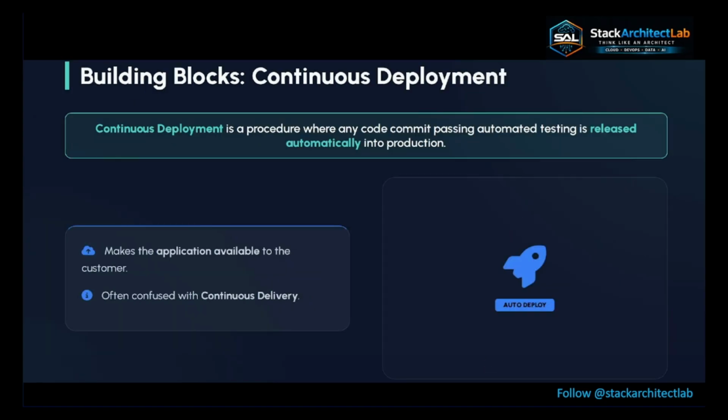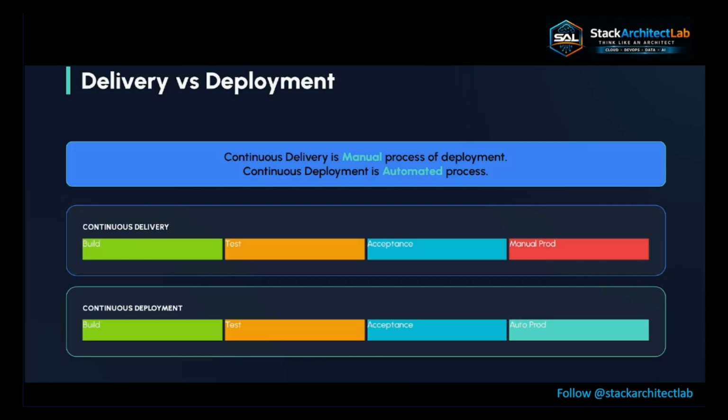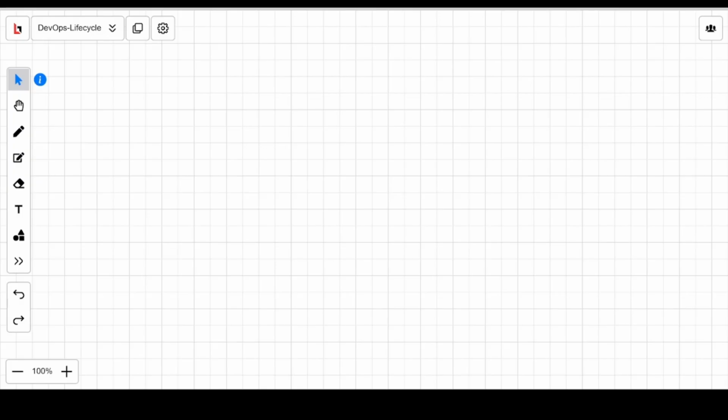Now let's talk about continuous deployment. Continuous deployment is a procedure where any code commit that passes automated testing is released automatically into production. We'll talk more about continuous delivery and continuous deployment, what exactly the difference between these two is, and why this is really important for the organization. This is the difference between delivery versus deployment.